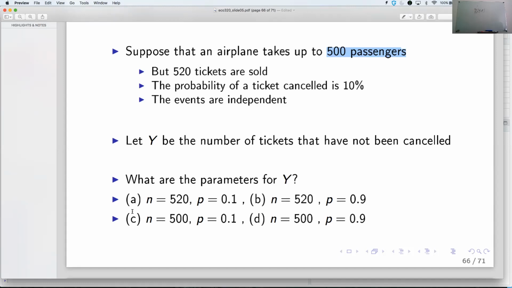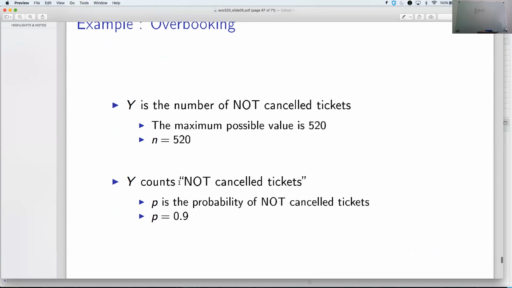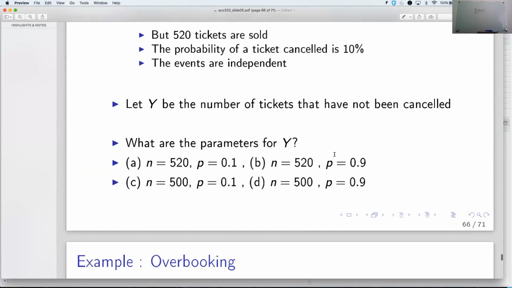Parameters are something given. What is N and what is P? If in the exam I ask you to find the parameters, those are what you need to look for. Y is the number of tickets not canceled, so the maximum possible value is 520. So N should be 520. And Y counts not-canceled tickets, so P should be the probability of a not-canceled ticket instead of a canceled ticket. You should read the question carefully.